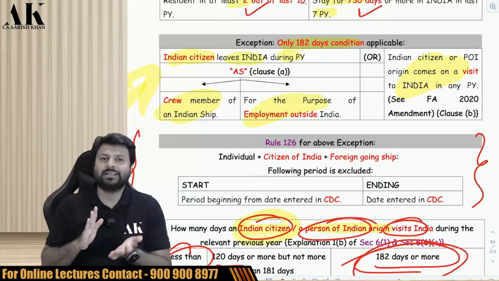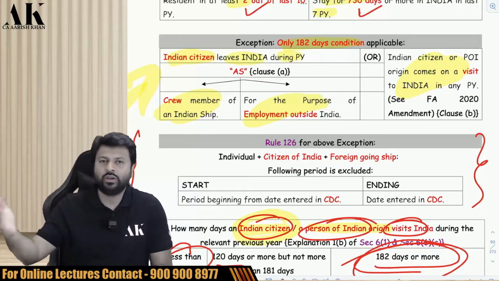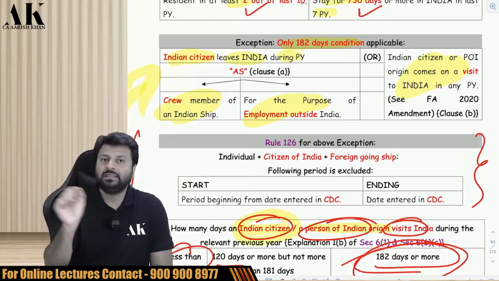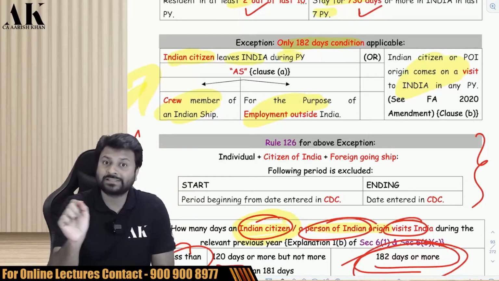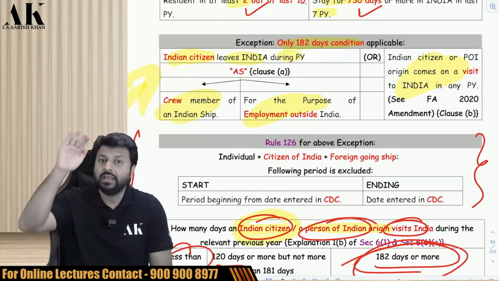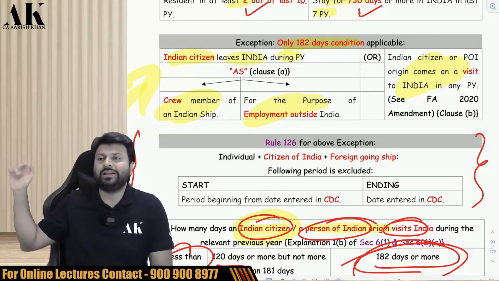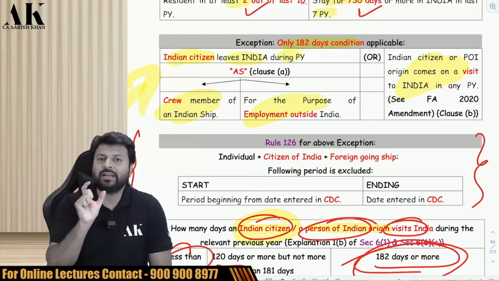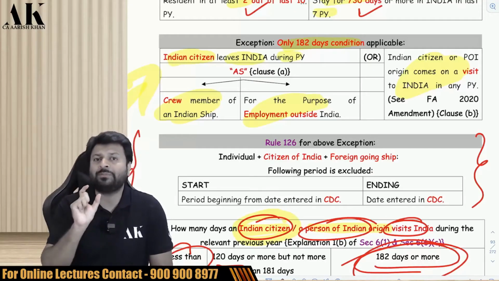So the government has said that if an Indian citizen is going outside India on an Indian ship, a foreign-going ship, then the days entered in the continuous discharge certificate count. He has to sign in on the continuous discharge certificate when he boards the ship, and when he comes back to India, the captain will sign off that certificate. So that much period will be excluded as not part of India.